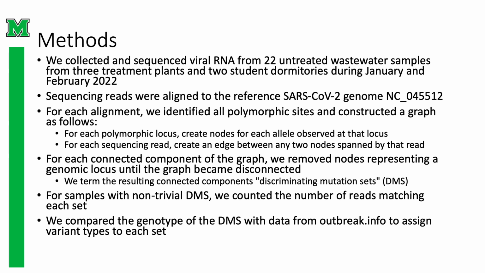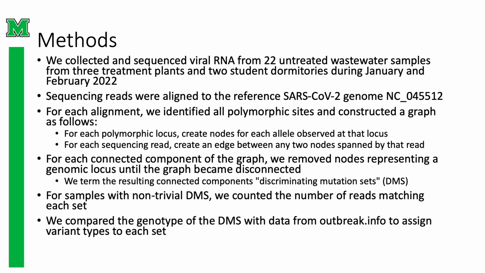For each sample, we identified all polymorphic sites and constructed a graph as follows. For each polymorphic locus, we create nodes for each allele observed at that locus. For each sequencing read, we create an edge between any 2 nodes spanned by that read. So each node in the graph is represented by both a genomic location and a genotype at that location.